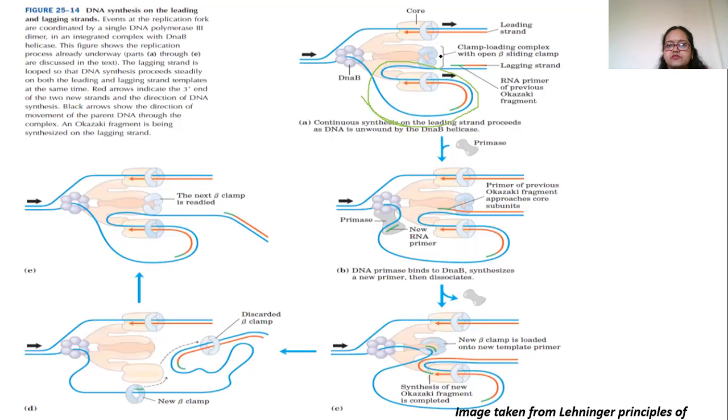Now, understand it with the help of a diagram. This whole complex you are seeing here belongs to DNA polymerase III. This is one core polymerase. This is the second core polymerase. One core polymerase is loaded on the leading strand for synthesis, and the other core polymerase is loaded on the other parental DNA strand, the lagging strand. Those core polymerases help in polymerization.